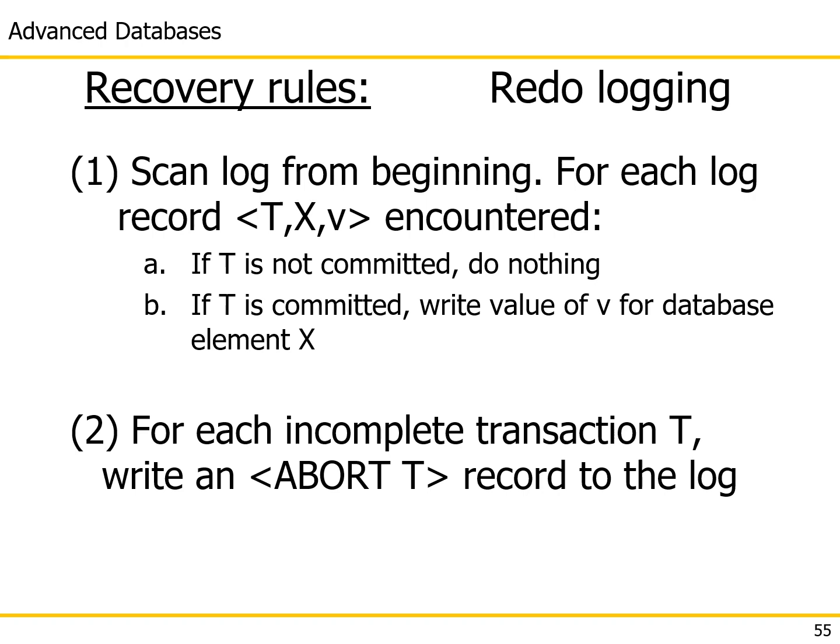So we scan the log from the beginning, and for each log record encountered: if T is not committed, do nothing. Why do nothing? Because I have no idea what was remaining in the transaction, so I cannot replay it. If T is committed, I will write the value V for database element X, which means I will replay it. I will redo it. Okay. Now, for each incomplete transaction, I will write an abort T record to the log.